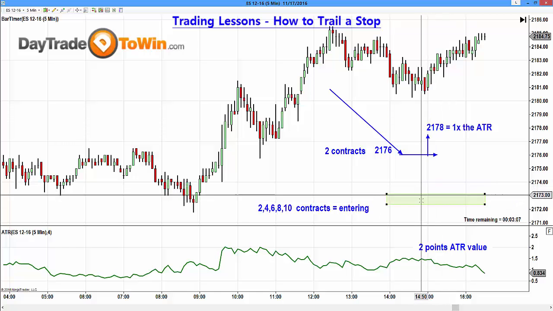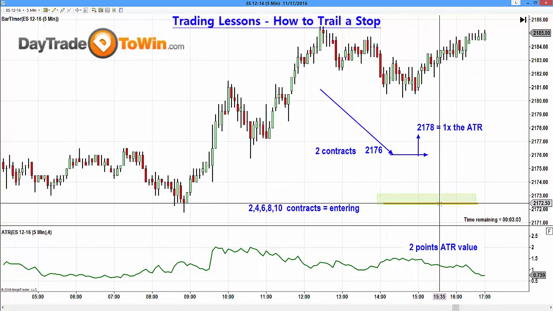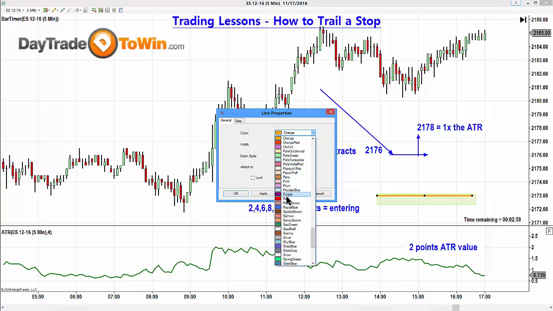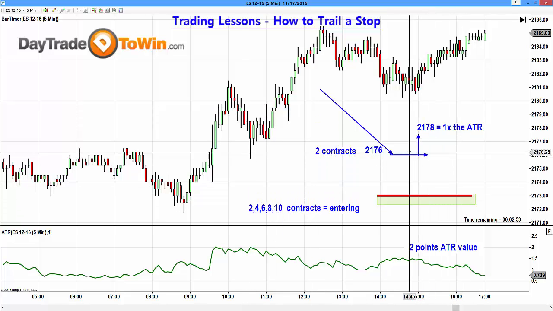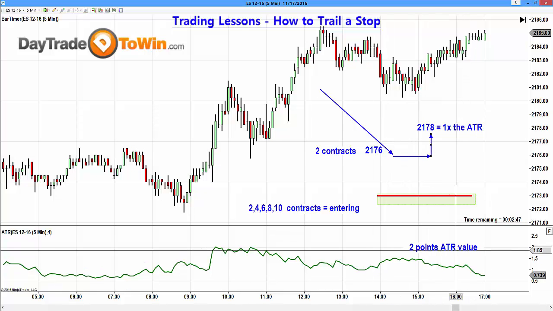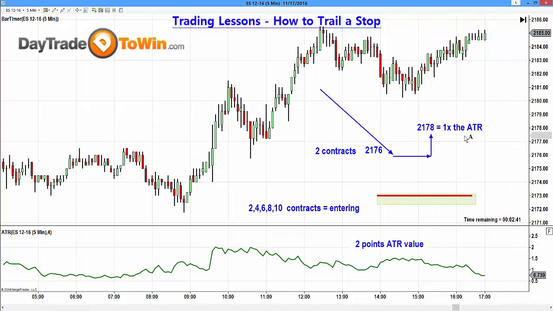So the stop being down here, let's say it's down here somewhere, right? The stop, and let me just change this color, make it nice and red. So the stop doesn't change. But what does change is that when the market makes 1 times the ATR, ATR being 2 points, 21.78 was 1 times the ATR, exit half of your position.